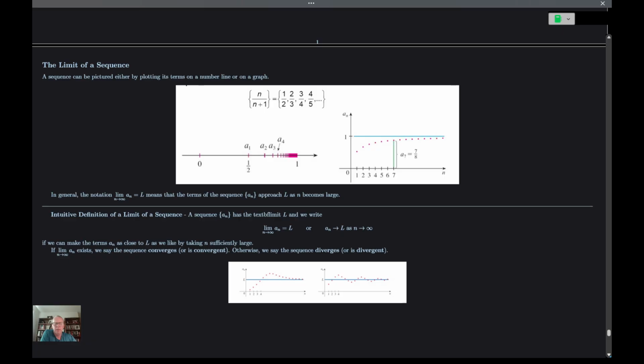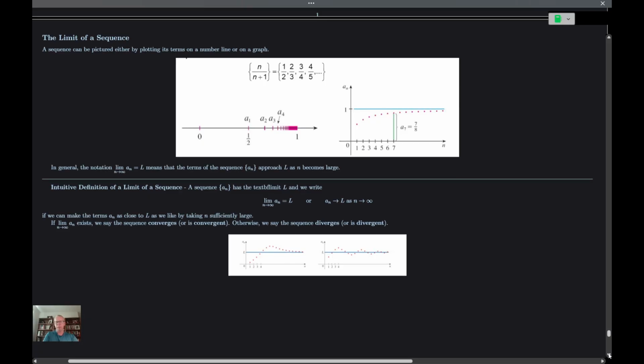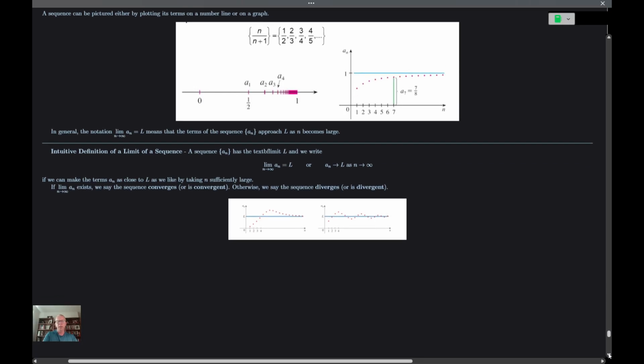So when we say the limit of the sequence as n approaches infinity equals L, it just means that the terms of the sequence approach L as n becomes large. So n is always going to approach infinity, and, I guess, you never get close to infinity, but the larger n gets, the closer the terms of the sequence get to L.